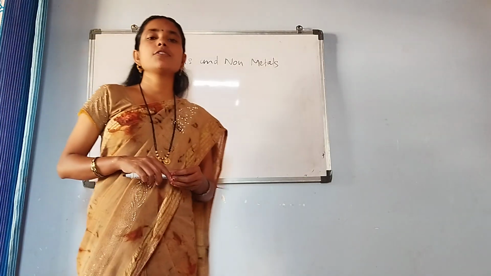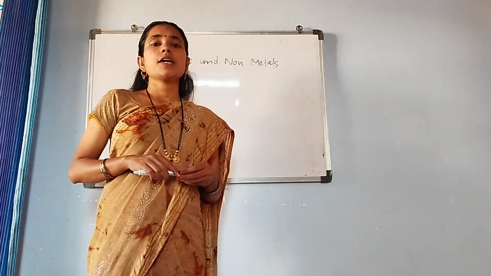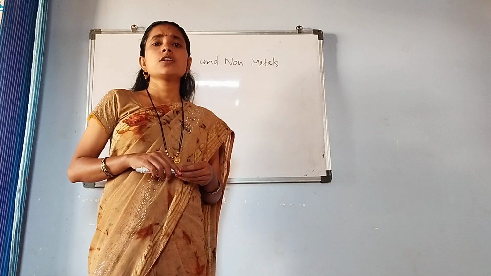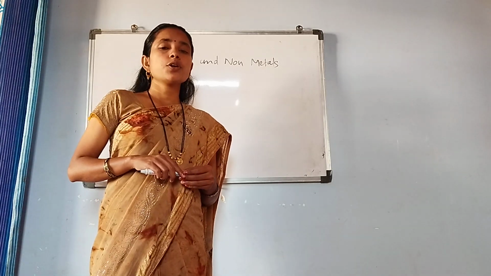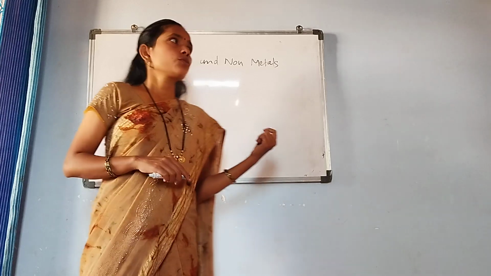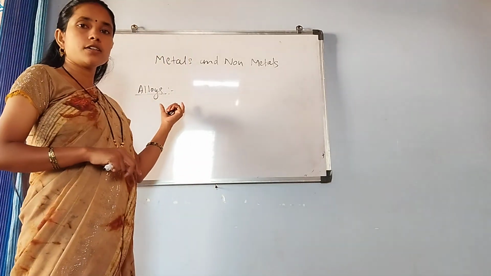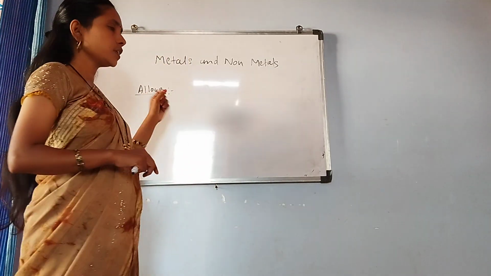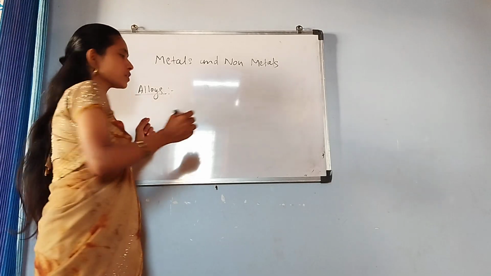So in our daily life we are using many metals like iron, copper, zinc, silver. These are all metals we are not using in the pure form. We are using them in the form of alloys. So I'll just discuss the definition of alloys here. What is the definition of alloys?